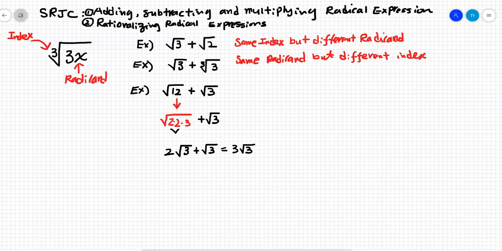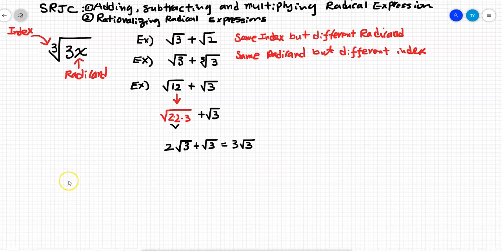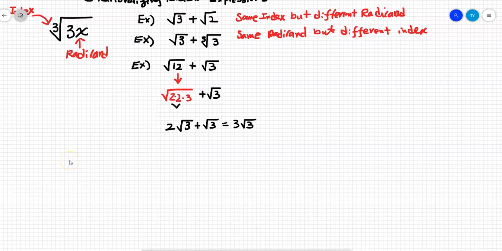Because you have a different radicand, it does not always mean that you cannot do the operation. You're going to have to rewrite the radicand and make sure. If you can somehow rewrite them, and then you see that you have the same radicand, then you have to do it that way.